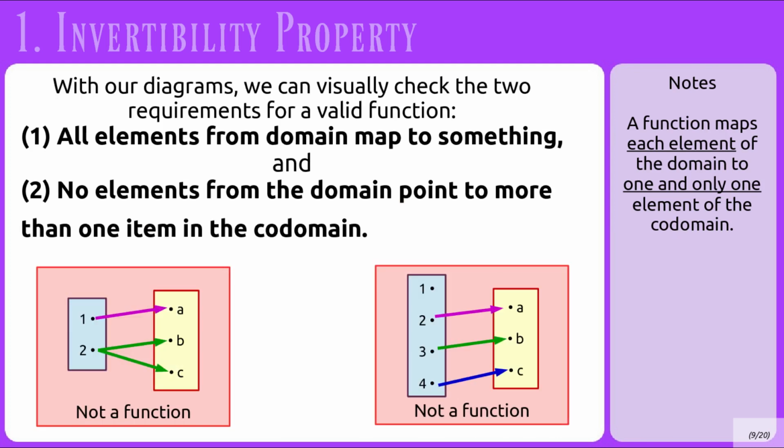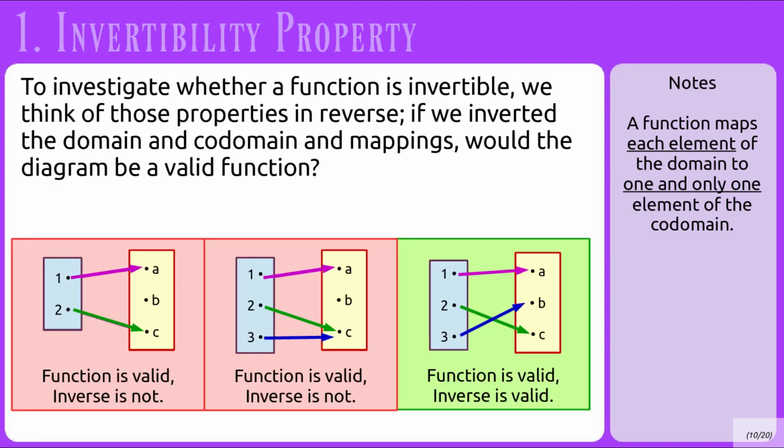With our diagrams, we can visually check the two requirements for a valid function. 1. All elements from the domain map to something, and 2. No elements from the domain point to more than one item in the codomain. To investigate whether a function is invertible, we think of those properties in reverse. If we inverted the domain and codomain and the mappings, would the resulting diagram be a valid function?